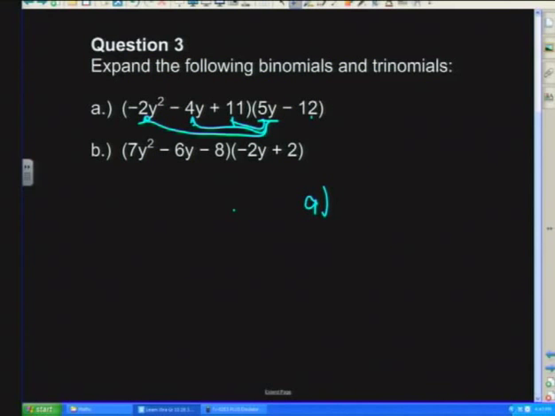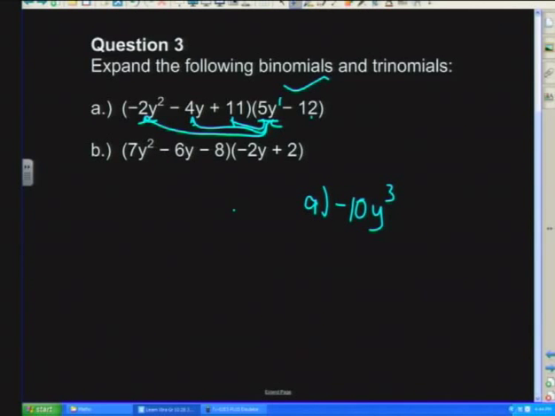So if I say positive 5y times minus 2y squared, I'm going to get positive times a minus is negative. 5 times 2 is 10. We've got y squared times y. The only thing that could trick you up here a little bit is your exponents. Remember, when there's no power written, the power is always 1. So y to the power of 1 times y squared, keep your base, add your powers. 2 plus 1 is 3. Okay, so I'm going to get minus 10y cubed as my first term.